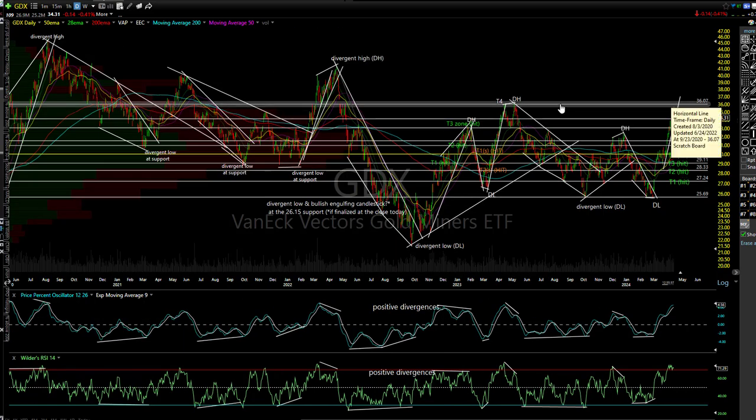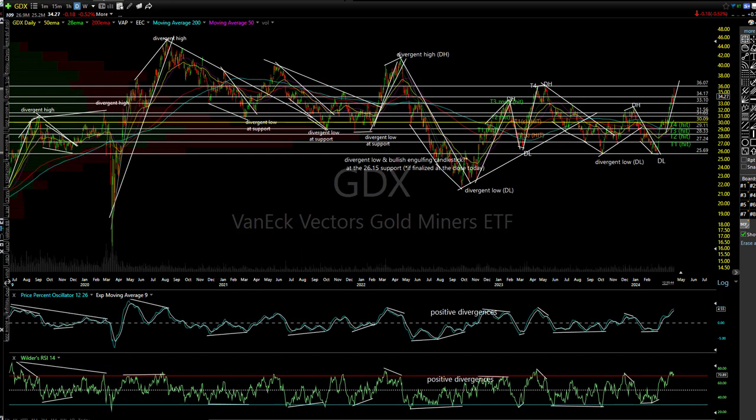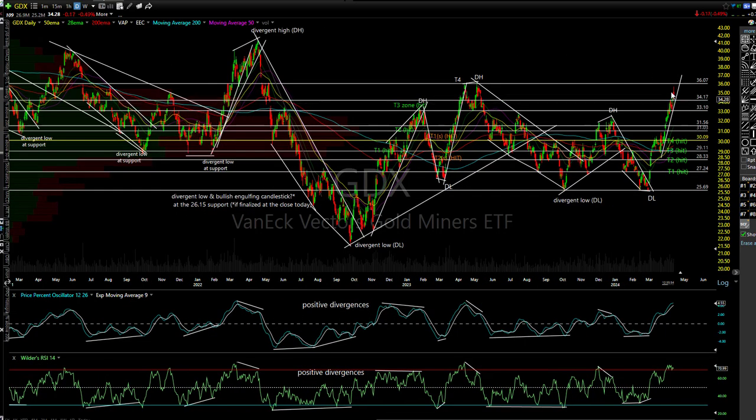Here's a level I've had here forever and a day. This was created back in 2020. This is that previous reaction high here, but it's not just that. That's a major reaction high there. You had a lot of reactions underneath once you broke it. You had some reactions here. So it's a significant level. We're coming up on it. And there's that downtrend line we still haven't broken.